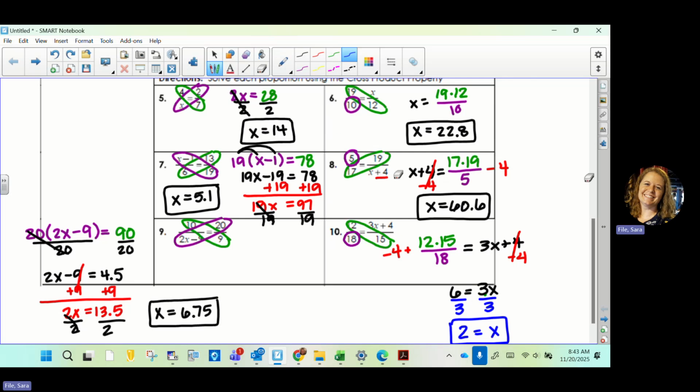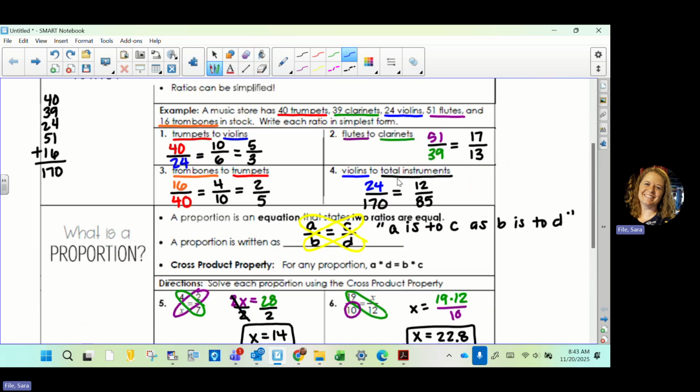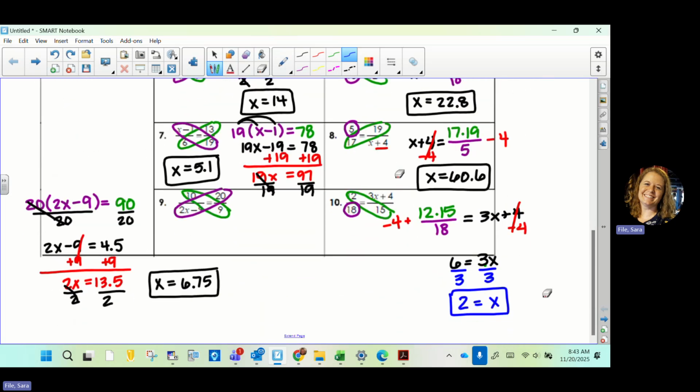Y'all feel okay about proportions, ratios? Okay, like I said, that should feel like a review. You've done ratios and proportions before. We just wanted to refresh on it.